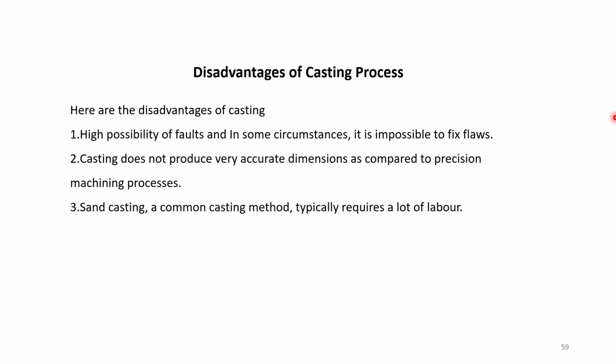And casting does not produce very accurate dimensions as compared to precision machining process. So machining process is a secondary process. For that you initially need some material which has been casted or which has been made through powder metallurgy. So this is also one of the advantages of casting, that it is a primary process. Okay, now casting won't be giving you final accurate dimension which you can directly use as a machine component. So to make it in form of, for example, thread or a bolt, you need to give it some accuracy or precision through machining.